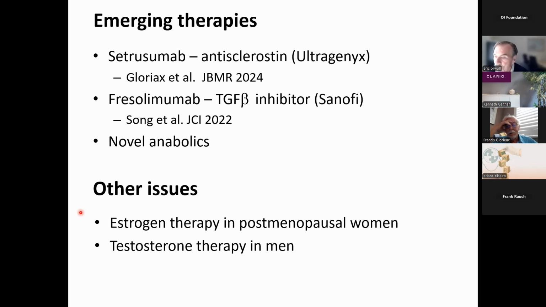So, in summary, we know not enough about drug therapy in adults with OI, but there are options that can be considered in adults in whom drug therapy seems most appropriate. All those decisions should be individualized. A lot of individual factors come into those decisions, but there are options. So that's a brief summary of drug therapy for reducing fracture risk in adults.